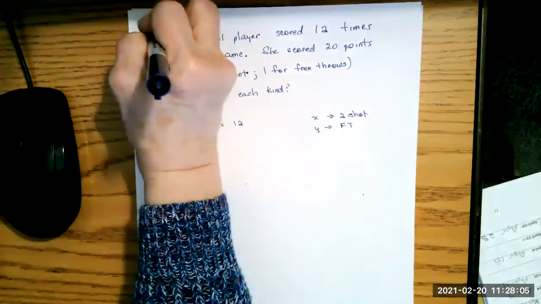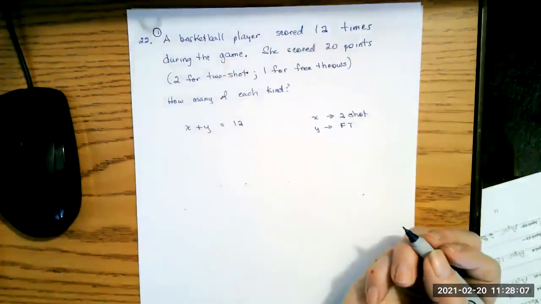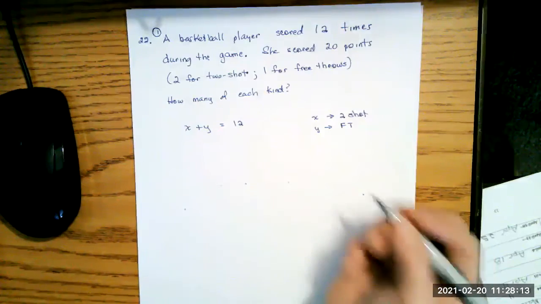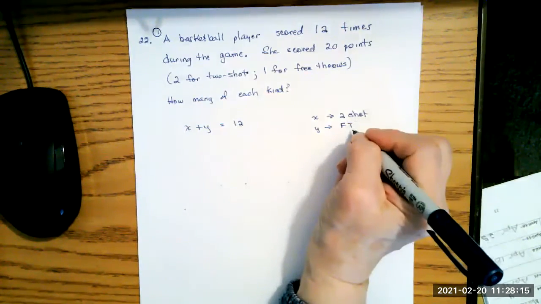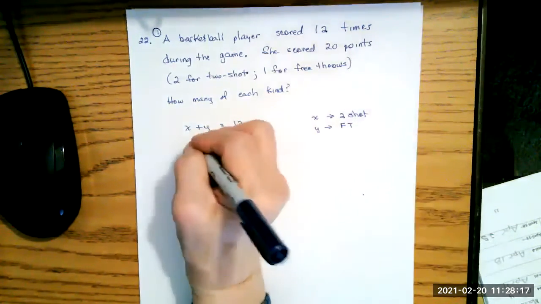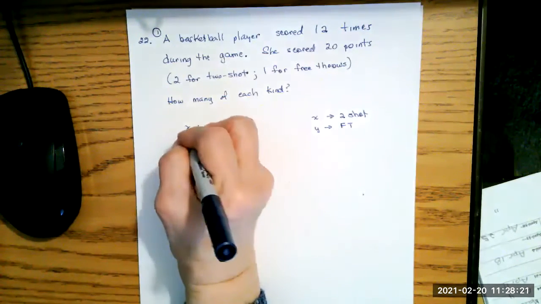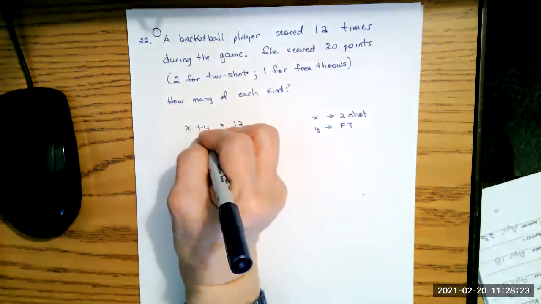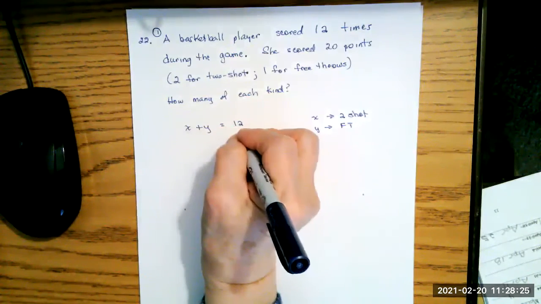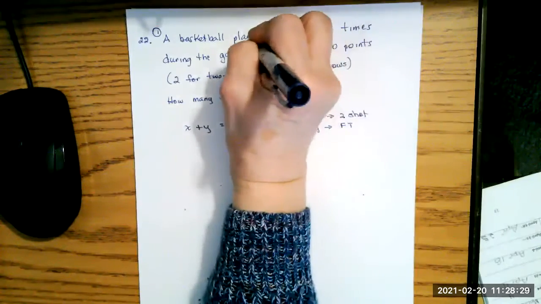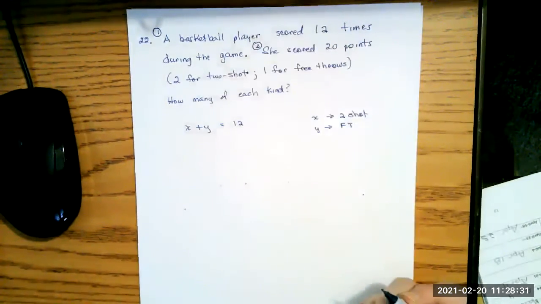So our first equation came out of this first sentence. A basketball player scored 12 times during the game. So the two different kinds were two-shot and free throws. So x plus y, the number of two shots plus the number of free throws, would be the number 12, which is how many times she scored. Now then, let's take the second one and do our second equation.